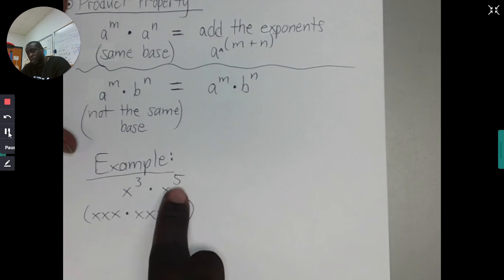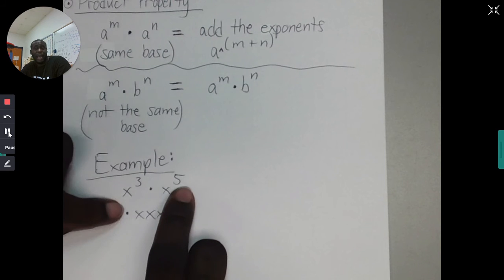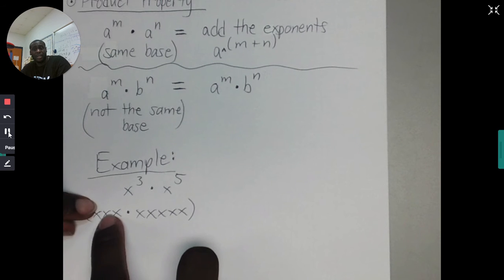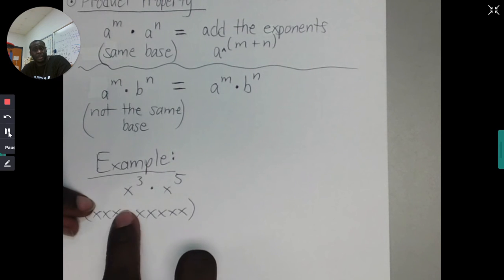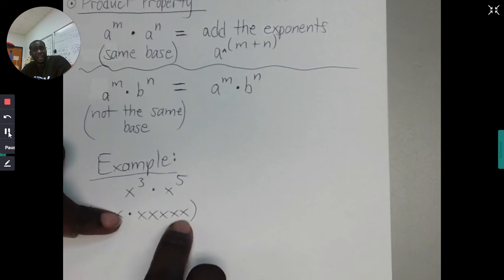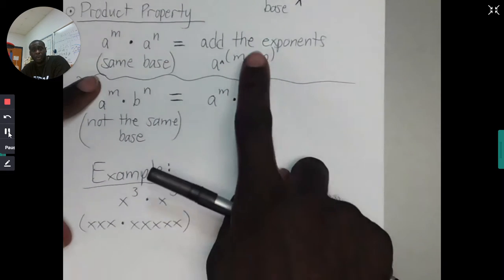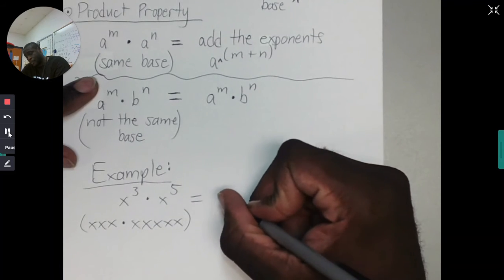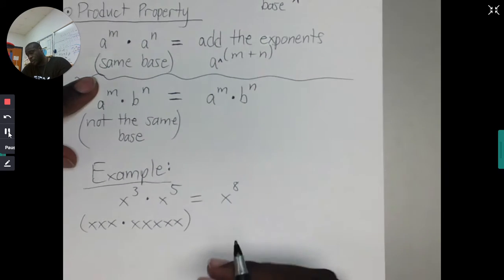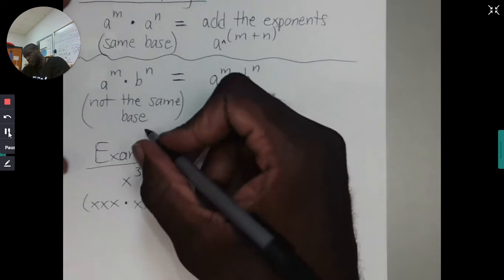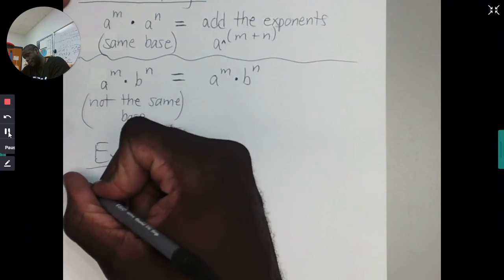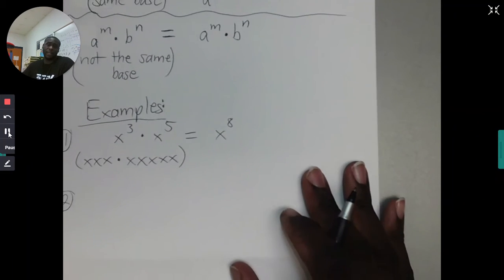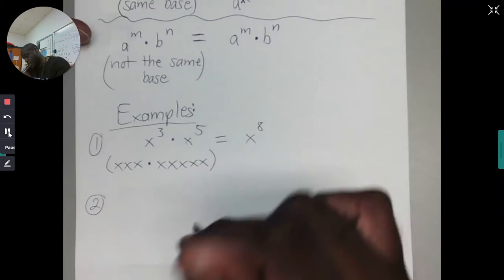Even if you didn't remember that you need to add these numbers, if you just write it out, the exponent 3 means that there are 3 x's being multiplied times each other, x times x times x. And the exponent 5 means there are 5 x's here. There's a total of 8 x's here. Okay, let's say that we had numbers, coefficients, in front.